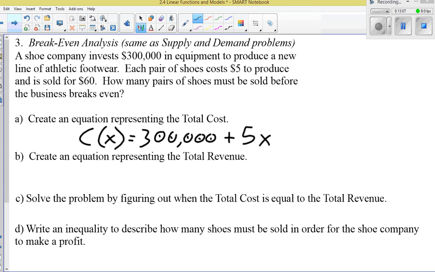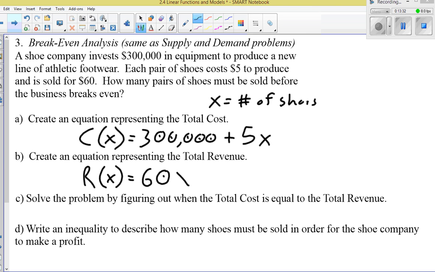So I'm letting x equal the number of shoes. This cost function, C of x, is going to give me the cost for how many shoes I make. My revenue function, R of x, is a function defining how much money I'm going to make. I make $60 for every shoe I make.